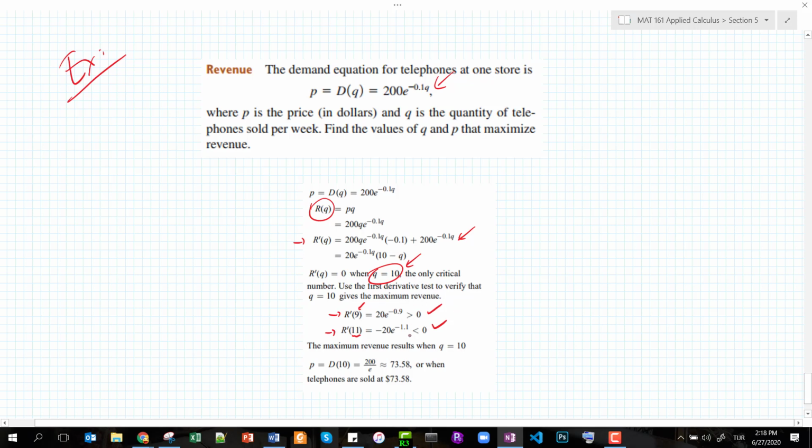I can say that this is going to be the maximum point, since it changed from positive to negative, as you see. Then if I use that value to calculate my demand or the revenue, the demand function will give me this value. So if I sold my phones at $73, I can get the maximum revenue, and then you can calculate how many phones you can sell at that price to get the maximum revenue, guys.